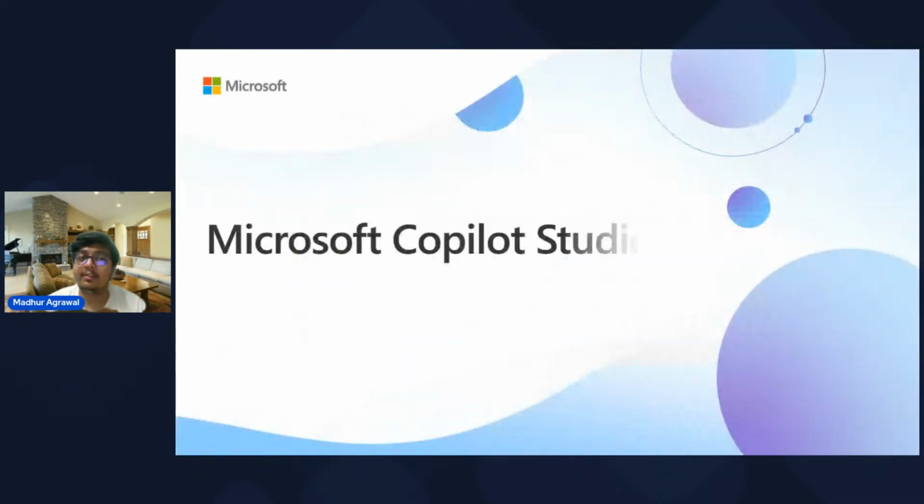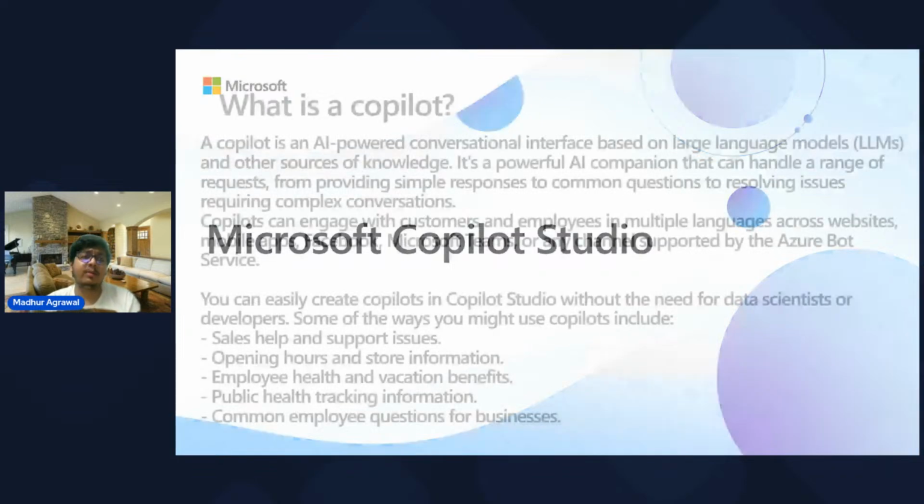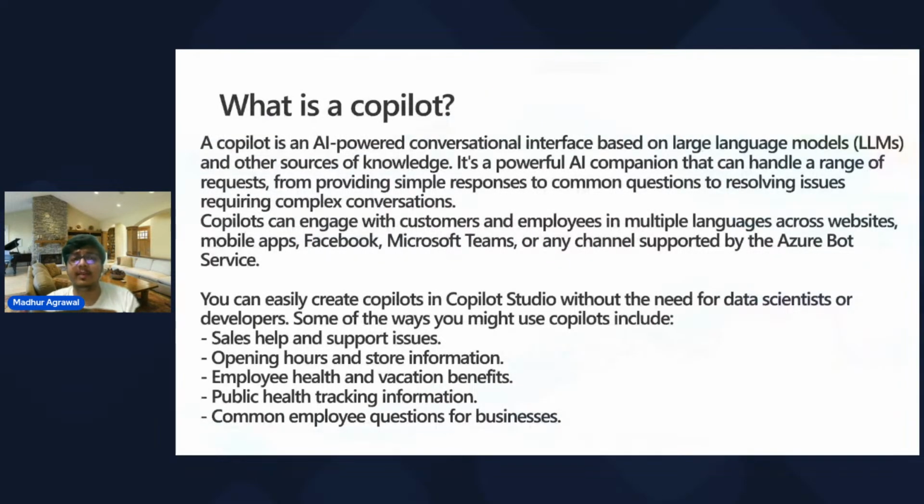So let's start with Microsoft Copilot Studio: what it is, what it does, how it can help you in bringing your apps to the next level, and how you can integrate it into your industry level applications and workloads so that you can make them better. Before that, we are going to talk about what a copilot is. A copilot is an AI powered conversational interface that is built over LLMs, large language models, and has knowledge bases as its source. It is, of course, a powerful AI companion.